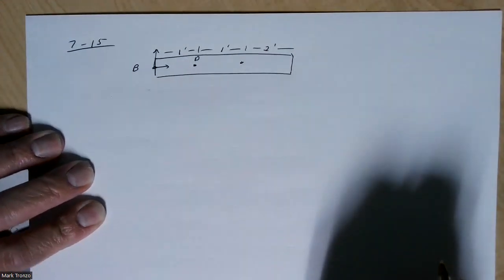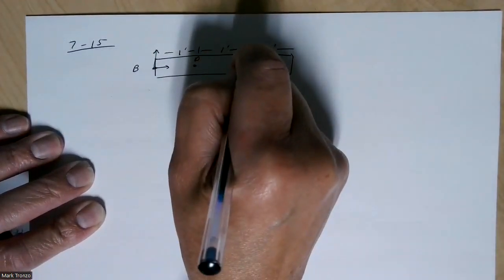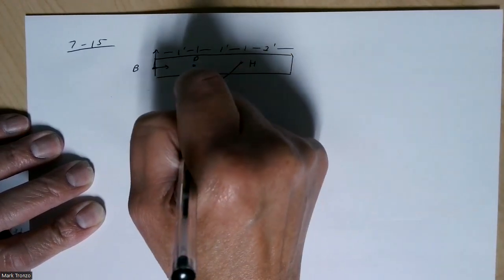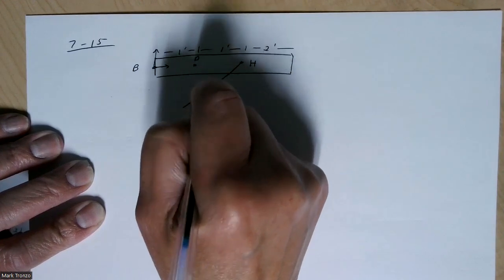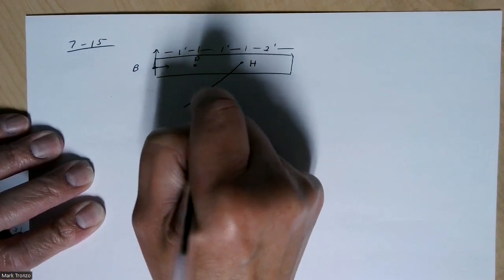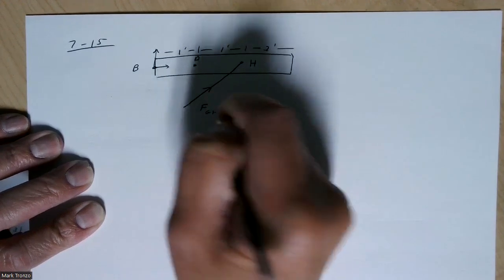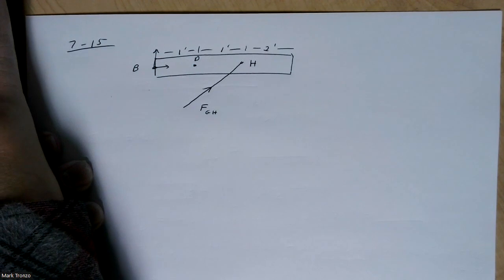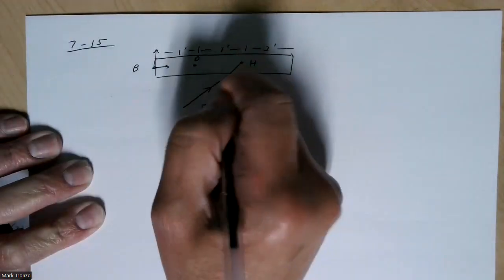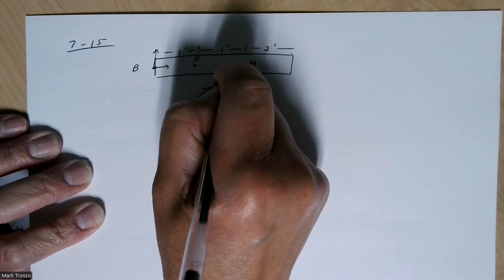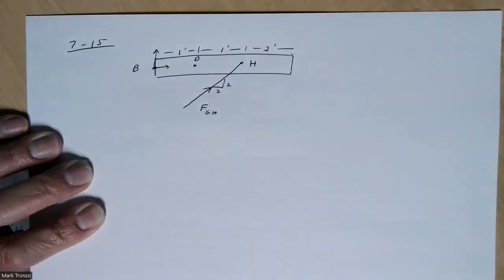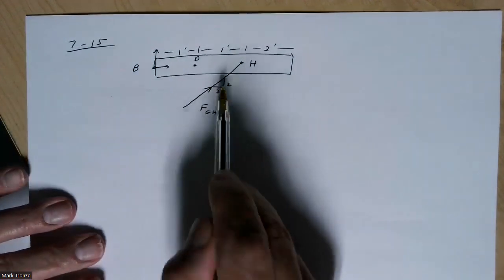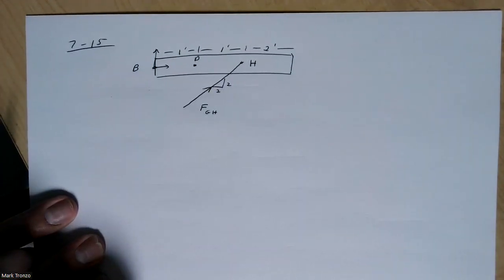And 2 foot here. And then at H here, we have something coming down. Some force at FGH. And according to the picture here, our little triangle is going to be 2 by 2, and of course, that means these angles are all going to be 45 degrees.